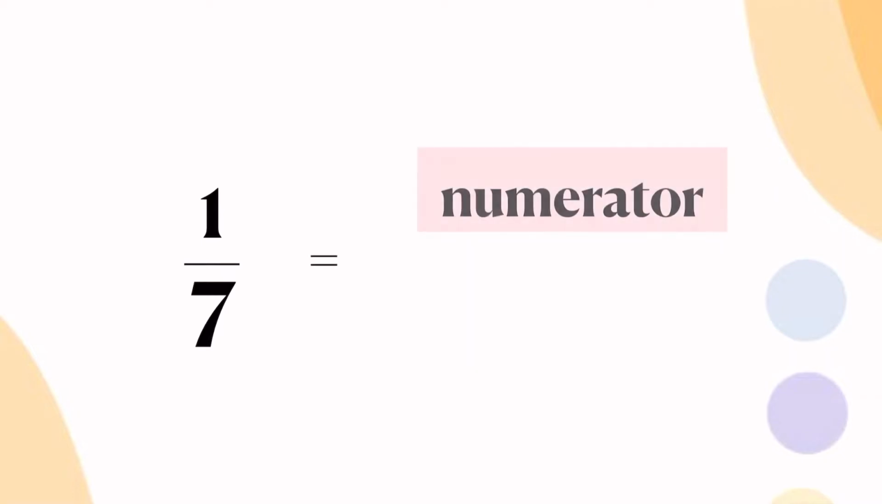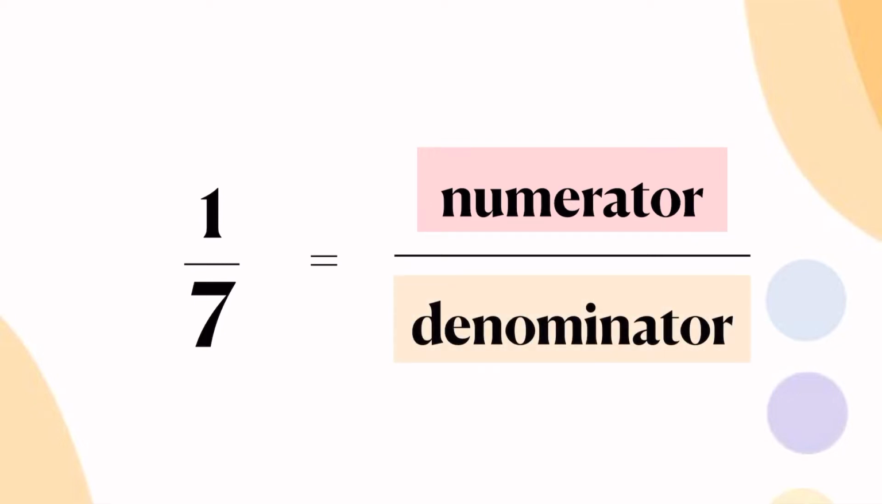Now you can see 1 by 7. For the top number, we call it the numerator, and for the bottom number, we call it the denominator. So numerator is up and denominator is down. I want you to remember this. Numerator up, denominator down. Okay, one more time. Numerator up, denominator down.